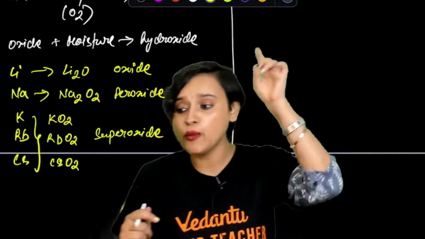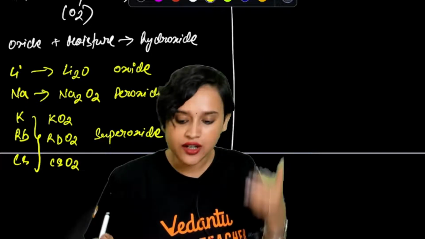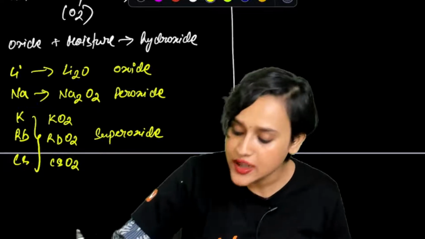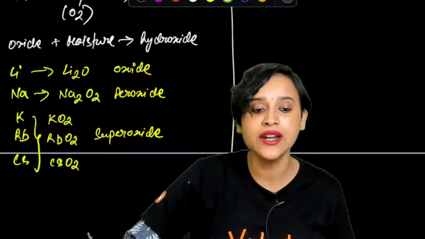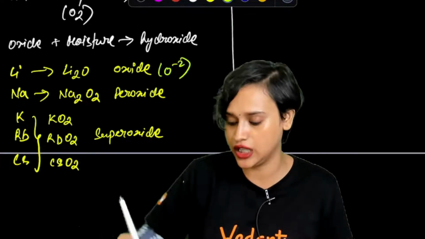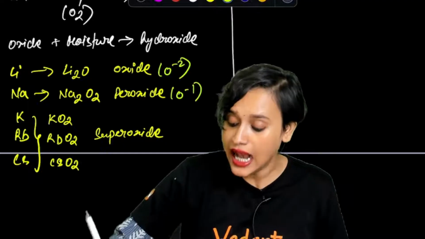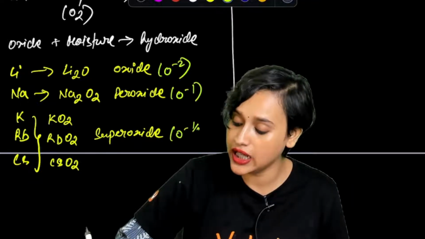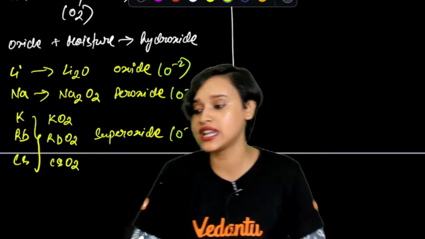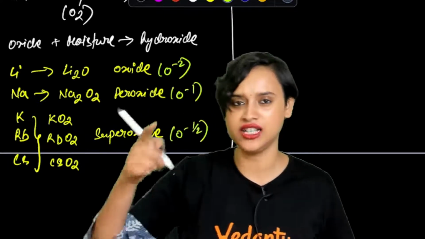So can you remember OP sir? OPS: oxide, peroxide, superoxide. In the oxide, the oxygen will have an oxidation state of minus 2. In the peroxide, the oxygen will be in minus 1. And in the superoxide, the oxygen will be in minus half state.